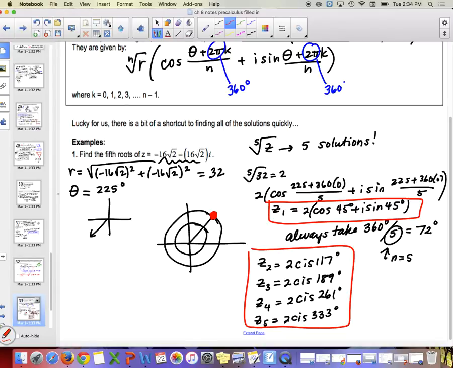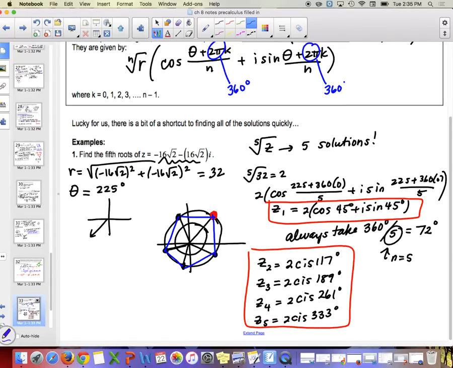Now the second solution is going to be 72 degrees past that one. So if you add 72 degrees, you're over here somewhere, 117 degrees, but you're still out 2 units. And then I add another 72 degrees, so I'm over here at 189 degrees. And then another 72, so I'm at 261. And then I add another 72 degrees, and I'm over here. If you did it correctly on polar paper, keeping track of your angles, what shape do you get? You get a perfect, regular pentagon. They're all 72 apart. Does that make sense?